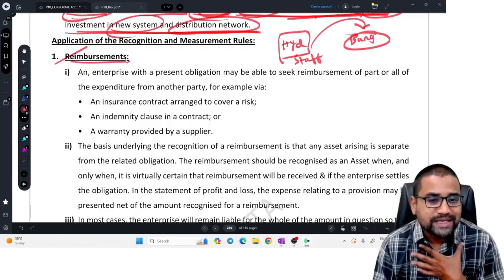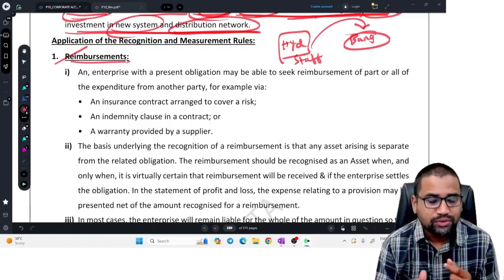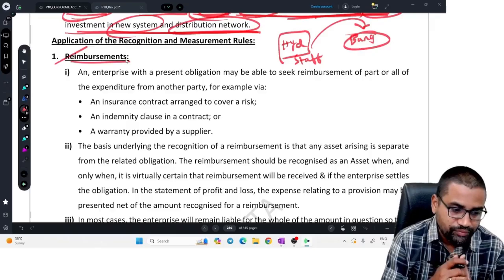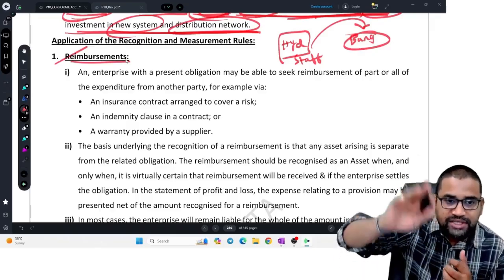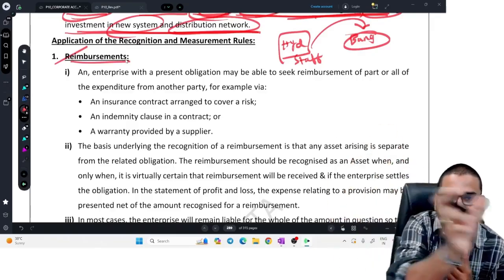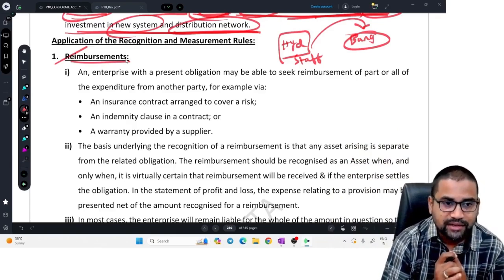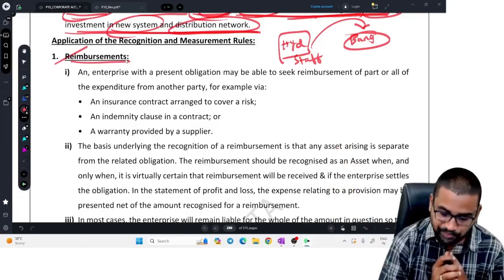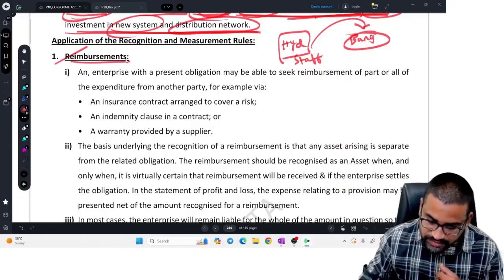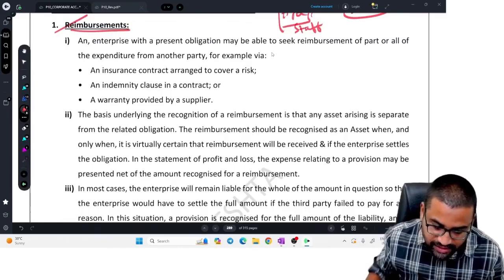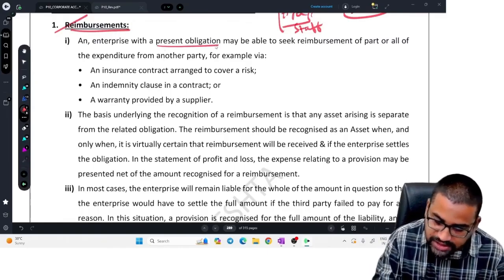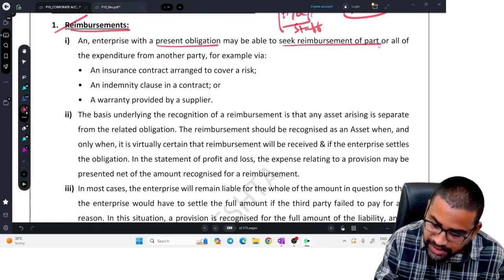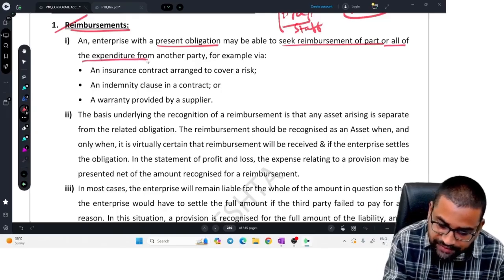So this reimbursement is like an asset for us. We will recognize it separately in the balance sheet. Provision we will recognize separately, reimbursement we will recognize separately. Ultimately this reimbursement is for this provision only. So the standard says, an enterprise with a present obligation may be able to seek reimbursement of part or all of the expenditure from another party.